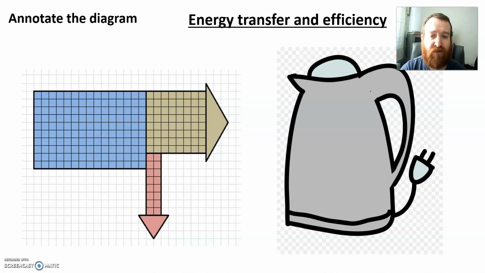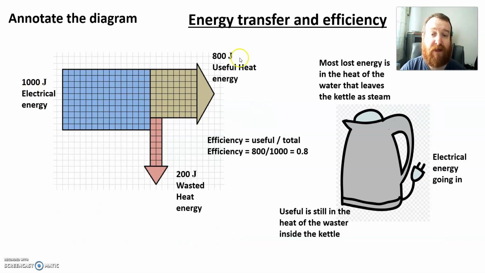Okay, so hopefully you enjoyed your song and you have finished your annotations. Here are some of the things that I put around the pictures, so you can compare your work to mine. I've made up some numbers. I put 1,000 joules of electrical energy going in, 800 joules of useful energy coming out, 200 joules of wasted heat energy coming out.